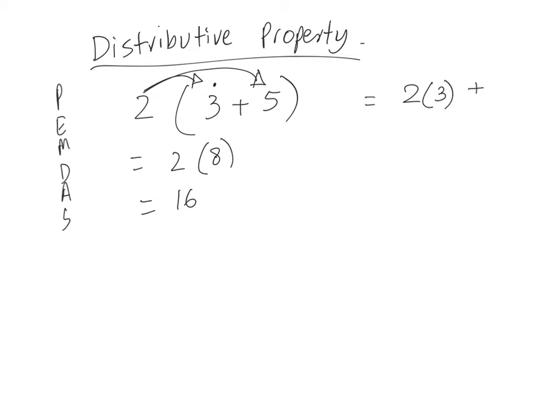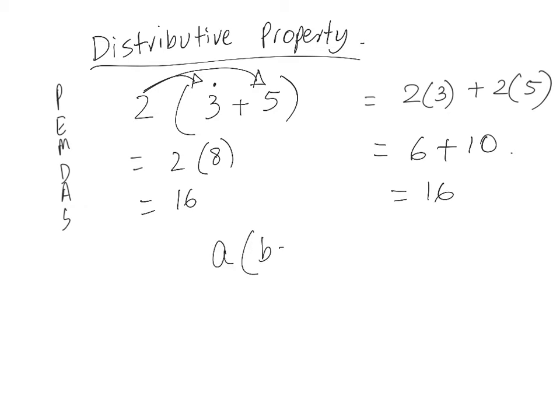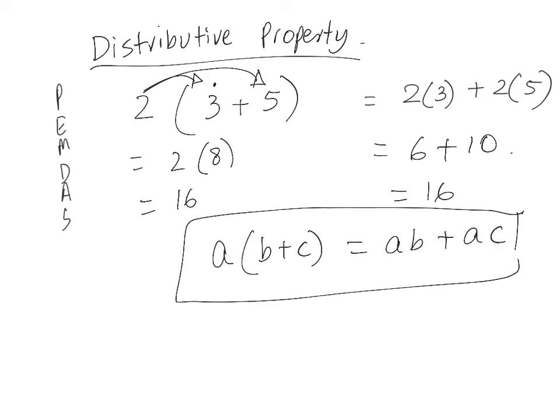2 times 3 plus 2 times 5. It's like distributing the 2 to both 3 and 5. So you get 6 plus 10, which also solves to 16. So basically, A parentheses B plus C is equal to AB plus AC. This conclusion you need to remember because it's very helpful to do questions in algebra.